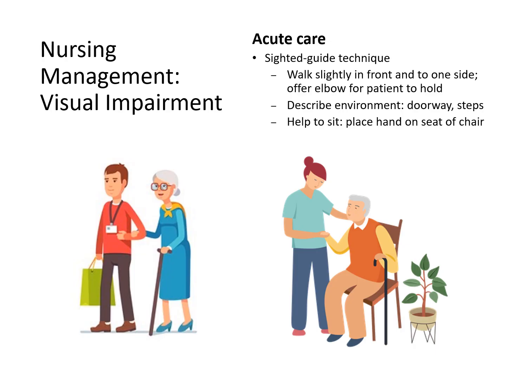Continuing on with nursing management in the acute care setting, when you want to help this patient ambulate, or maybe you're transferring to the chair, standing up, going to the bathroom, you want to use a sight guide technique. This means that you're going to walk slightly in front, side by side, and you're going to offer your elbow to hold, like this picture here. As you walk, you want to describe the environment. You know, there's a stair here, there's a step, there's a table, we're going to turn this way, etc. And if they're going to sit down, you want to place their hand on the seat of the chair so they can feel it.